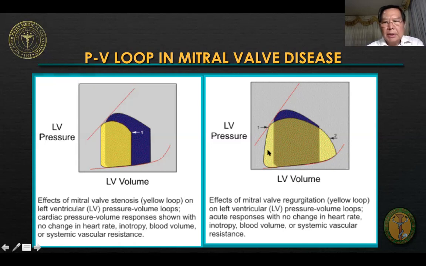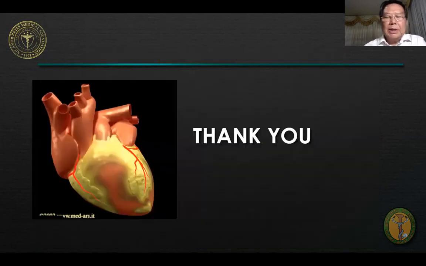So the ejection fraction towards the aorta is actually lower because part of the volume being ejected from the left ventricle goes two ways, no? Into the aorta and the other one back into the left atrium. So basically, that ends my lecture for this morning, and I thank you for your attention.